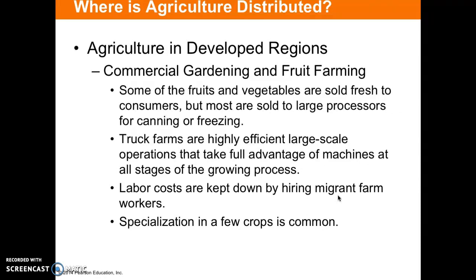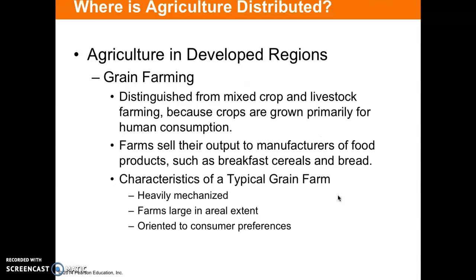Most of the fruits and vegetables are sold fresh to consumers, but some are sold to large processors for canning or freezing. Truck farms are highly efficient, large scale operations that take advantage of machines at any stage they can. But when they can't use machines, they still have a lot of work that's done by hand by migrant farm workers. So a lot of strawberry harvesting is still done by migrant farm workers. And usually, if you are doing commercial gardening, you specialize in a few crops, but you don't do a huge range of them because it's easier to manage just a few at a time.